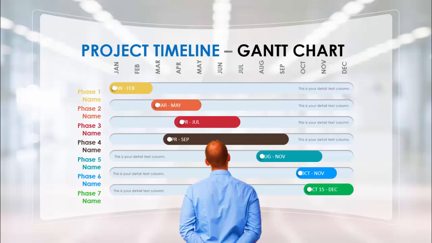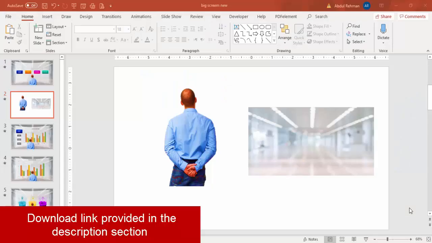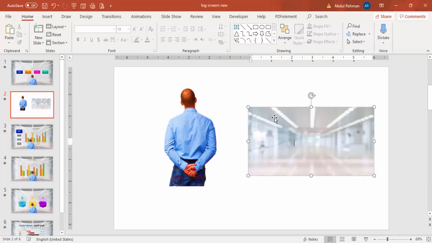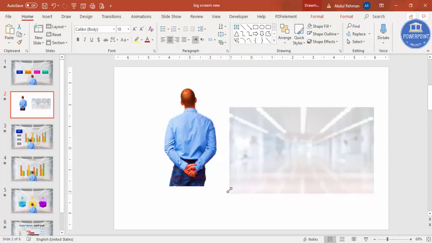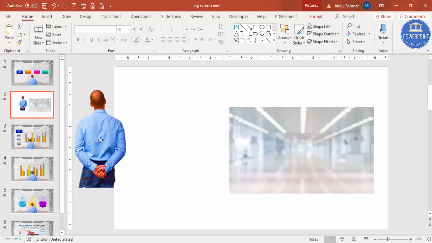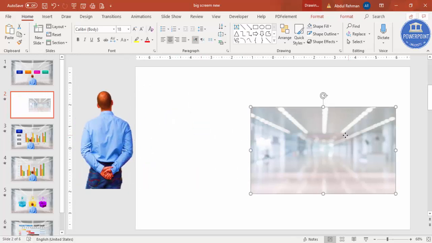So let's see how to do this in PowerPoint. To make this slide, I have downloaded 2 images. If you have these images, it will be well and good. Otherwise, you can use whatever you have, or without this also, you can make this slide. So the first image you can see here, I've just downloaded a blurred office view, and the second one, a person's back view image.